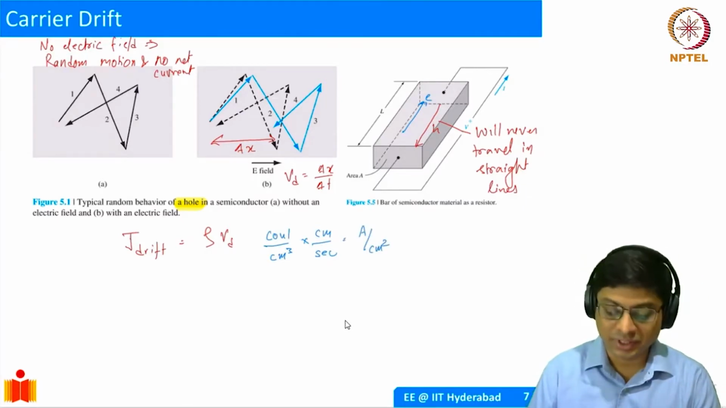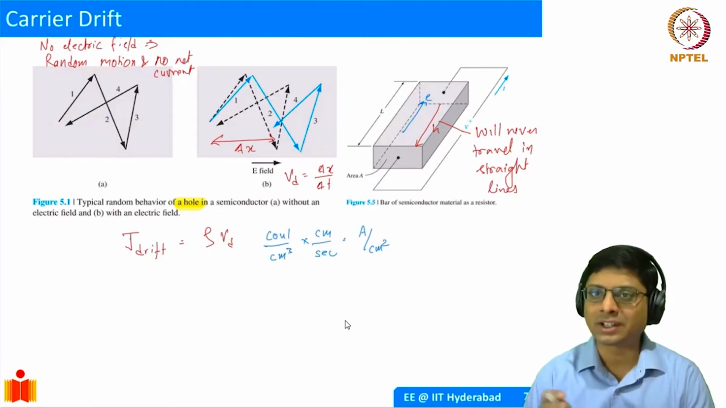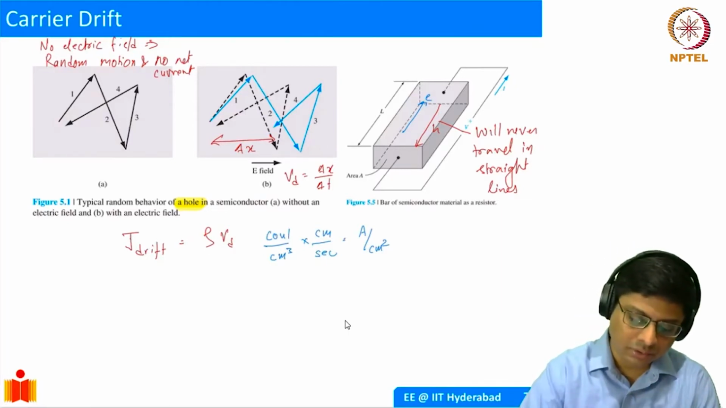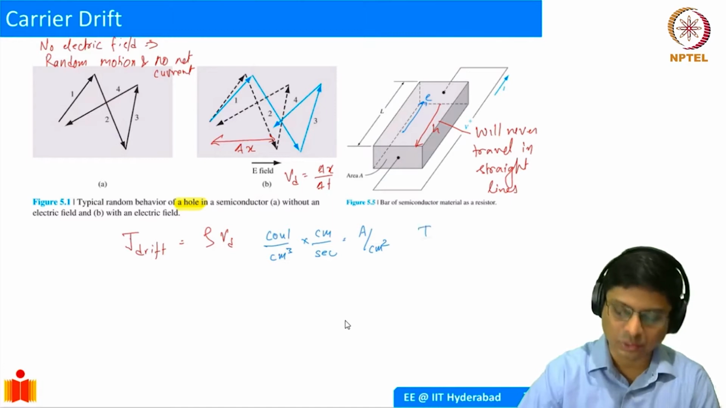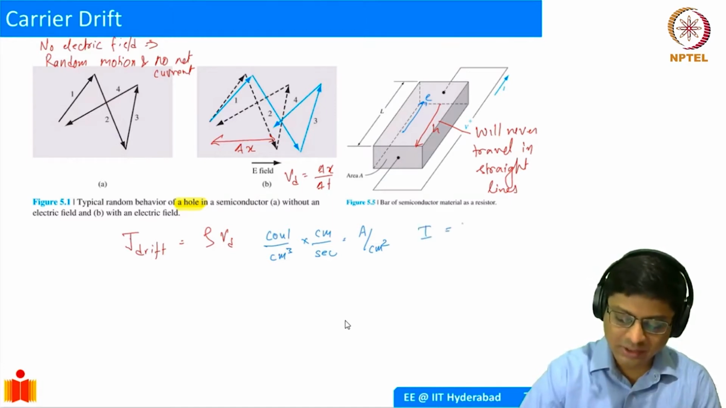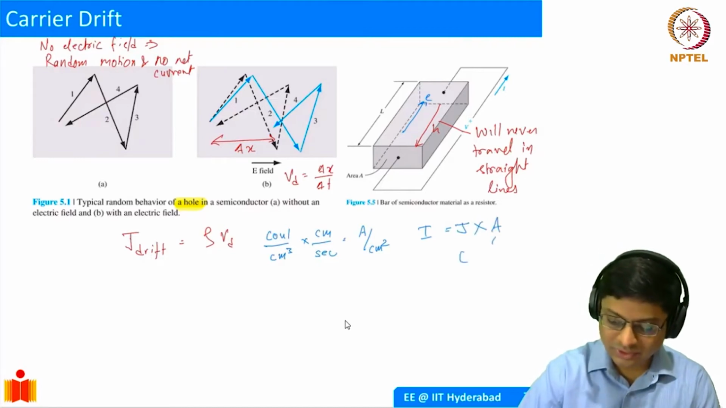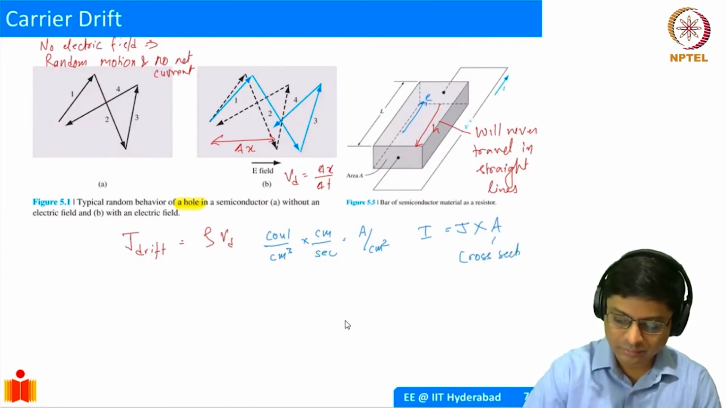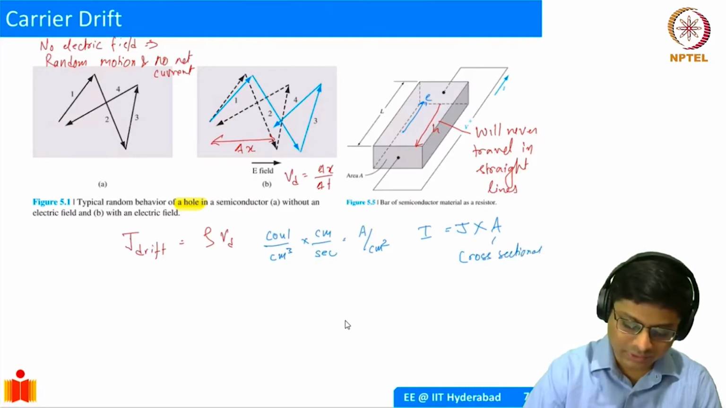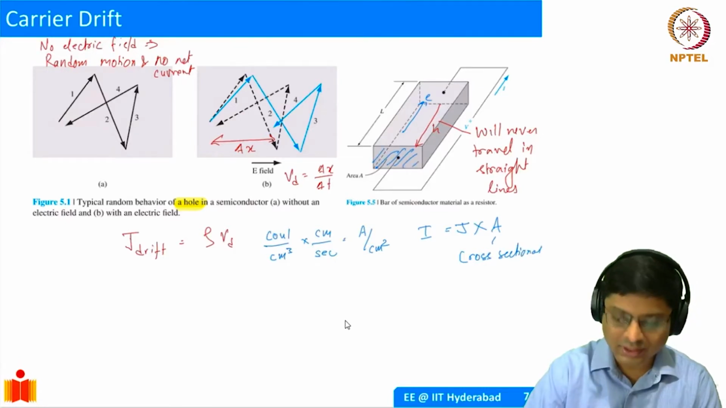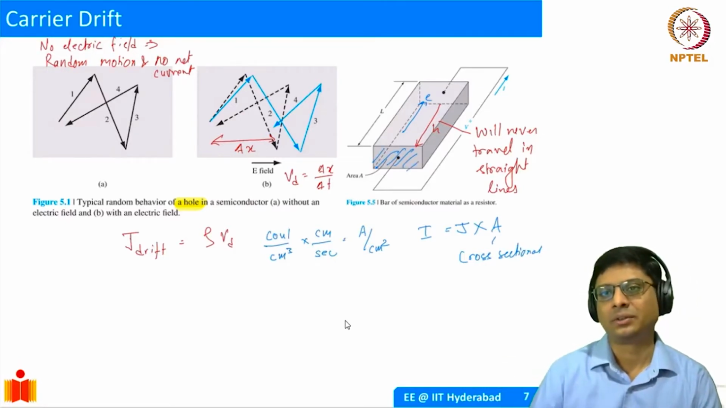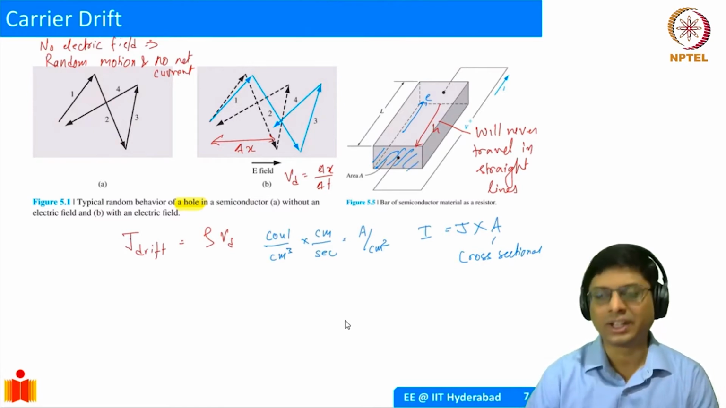Remember, we are not taking into account the total current. If you want to calculate I, the total current, it's going to be J times area. What area? This is a cross-sectional area, in the direction perpendicular to the current flow or electric field direction, and you have to multiply by it to get the net current.